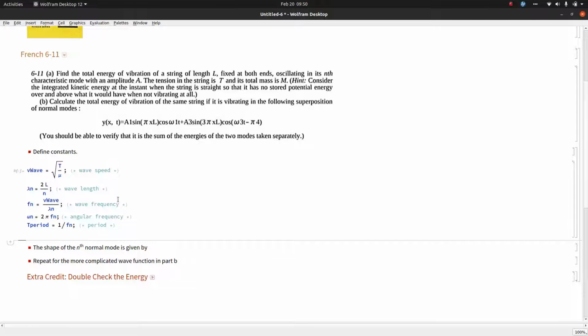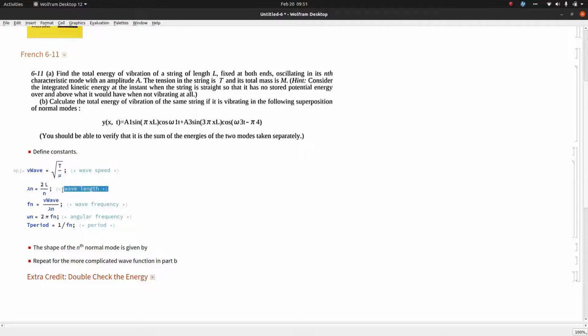So the constants we are going to define are the wave speed, given by v wave here, which is equal to the square root of the tension in the string divided by the mass per unit length mu, which you can get by just taking the total mass divided by the length of the string.